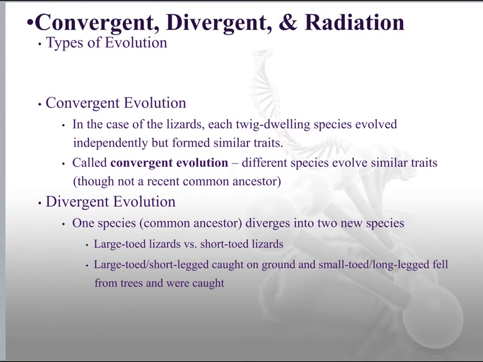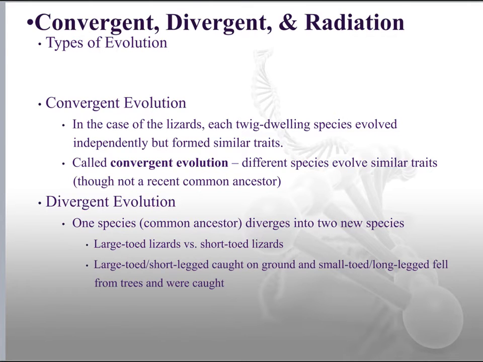Okay, so types of evolution. The first one here is called convergent evolution. So in the case of the lizards, each twig-dwelling species evolved independently but formed similar traits, the ones that lived up in the branches. This is called convergent evolution. This is when different species evolve similar traits.